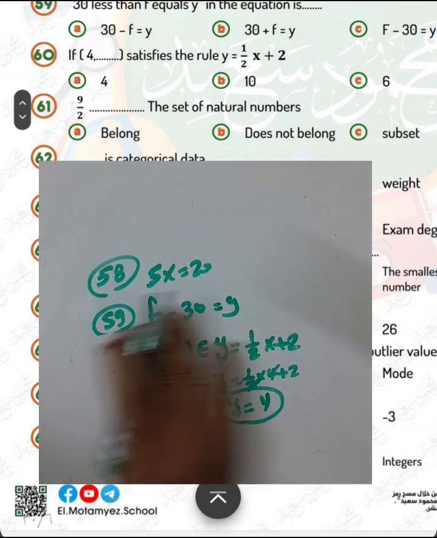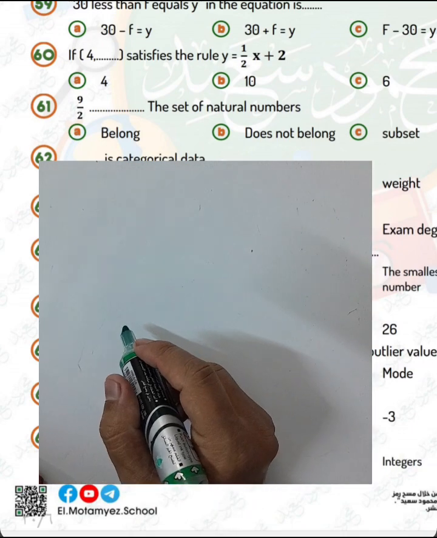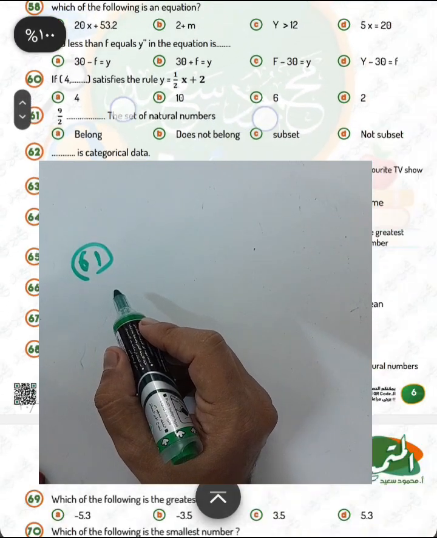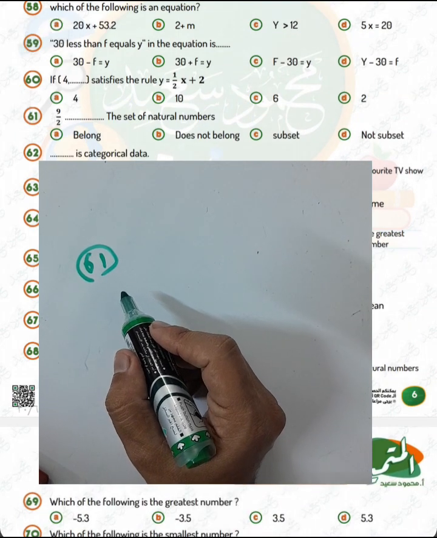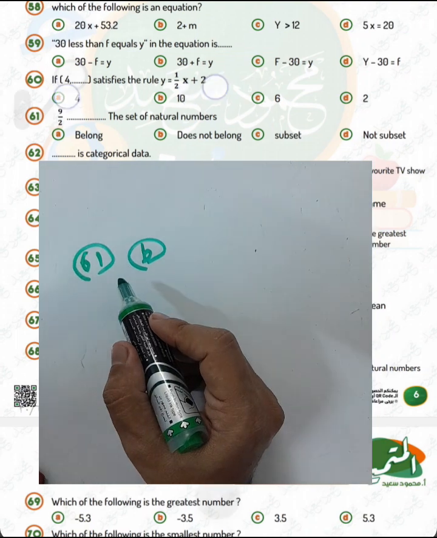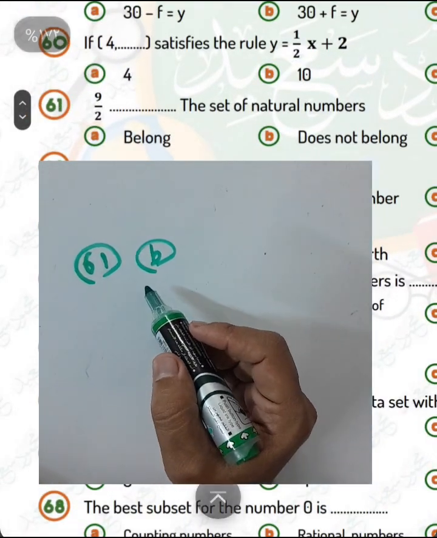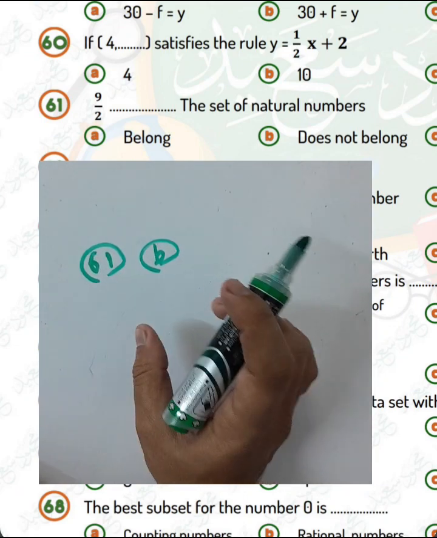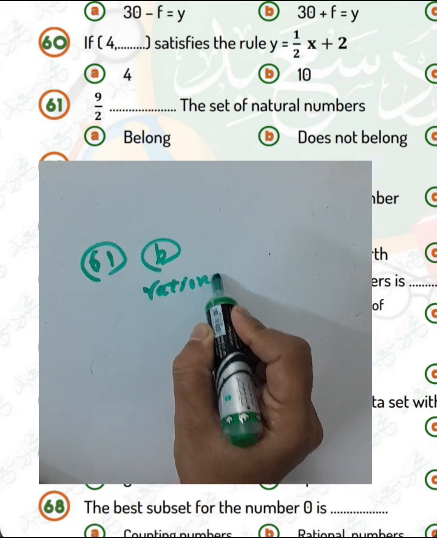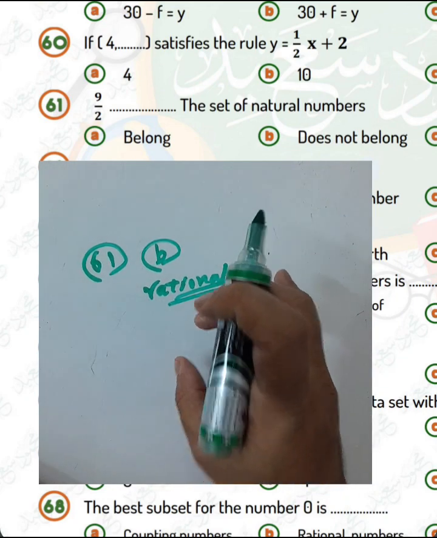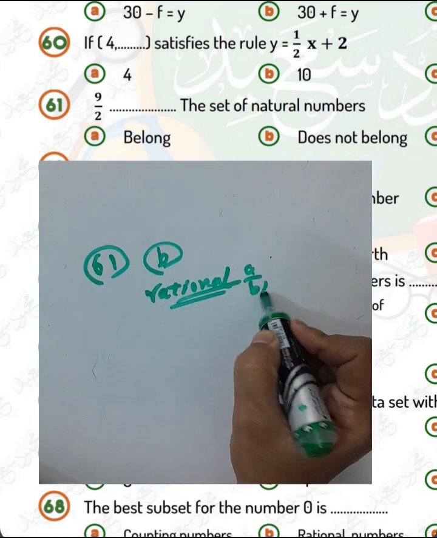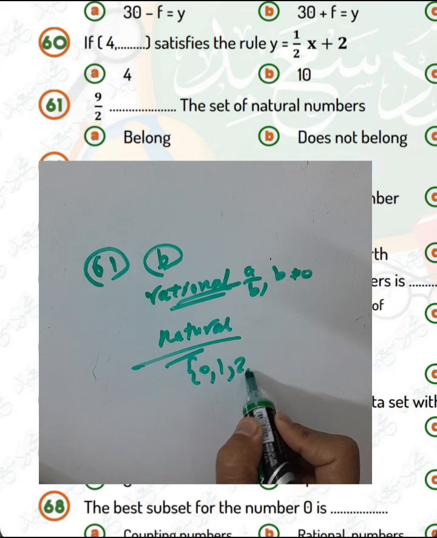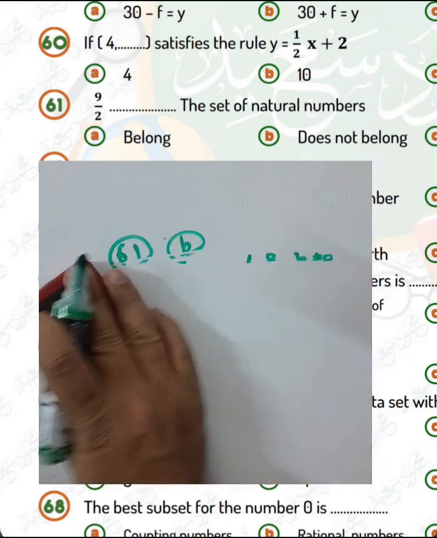Question 61. 9 over 2 is the set of natural numbers, belonging or not belonging to. We must choose not belonging to. Choose letter B about question 61, because 9 over 2 is a rational number, not a natural number. Natural numbers mean 0, 1, 2, 3 to infinity. Rational numbers are numbers written as a fraction, numerator and denominator, such that A over B, with B not equal 0. So choose letter B, doesn't belong to.